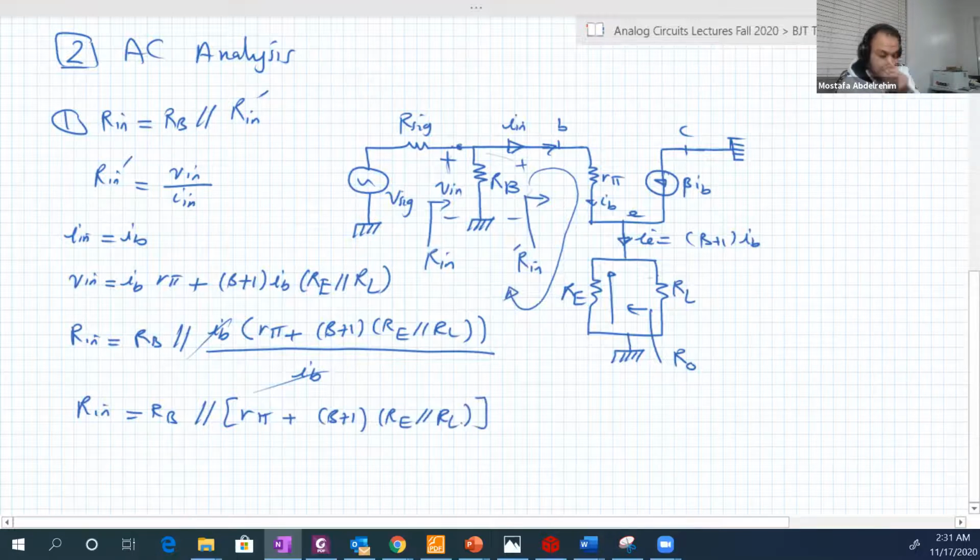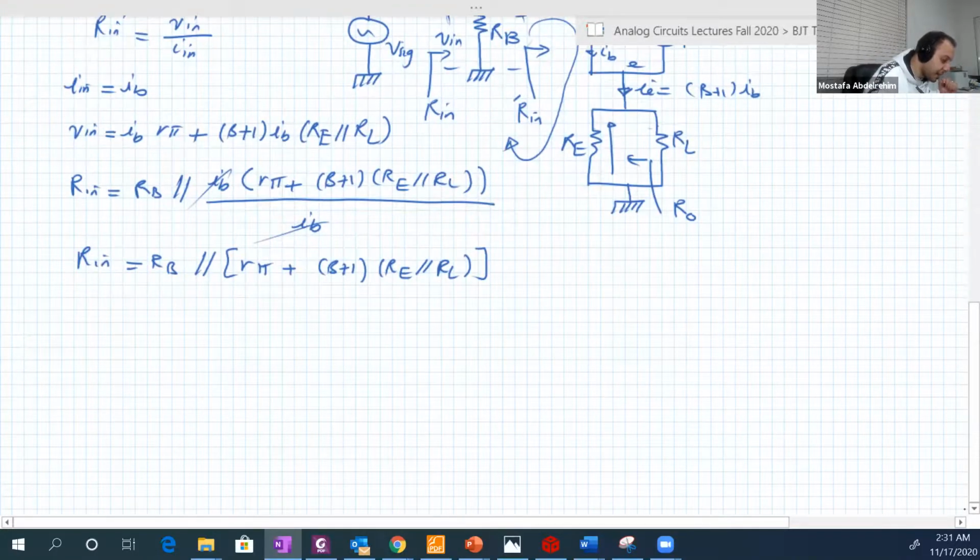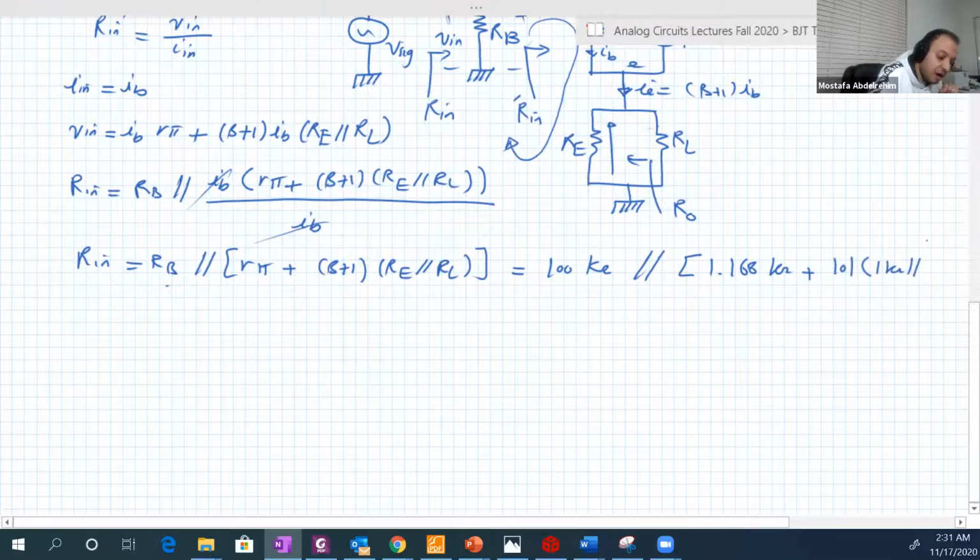Very nice. So let's have now a common sense for the numbers. So basically, RB is 100 kilo ohm parallel with R by is 1168 kilo ohms plus beta is 100, so this is 101. RE is 1 kilo ohm. Parallel RL is also 1 kilo ohm.